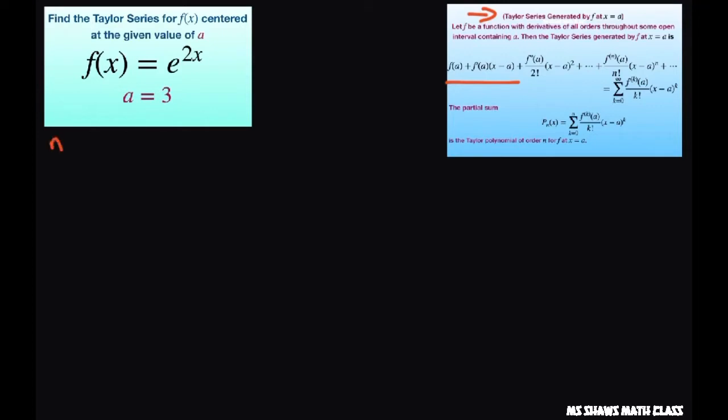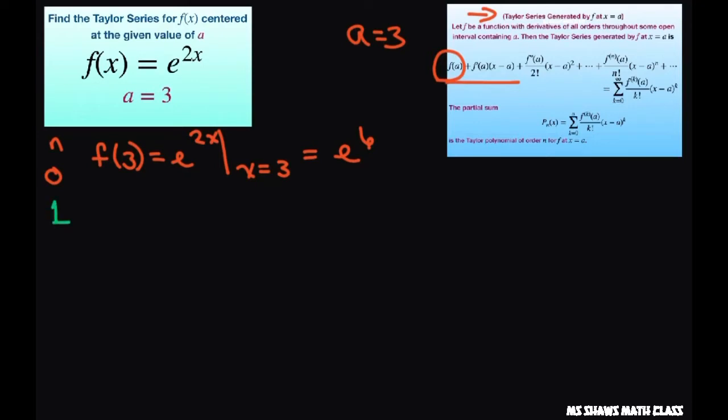So we'll start where n is 0. This would be the first term. That's just going to be f of 3 because our a equals 3. So f of 3 equals e to the power of 2x, and we're evaluating where x equals 3. So that's going to equal e to the power of 6.